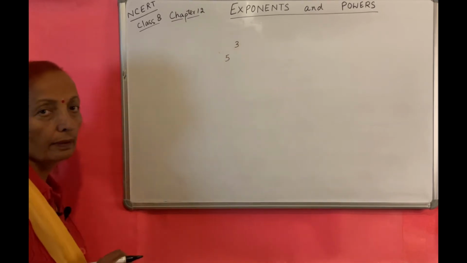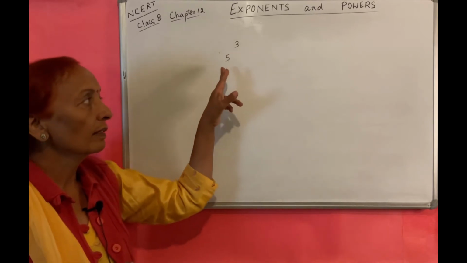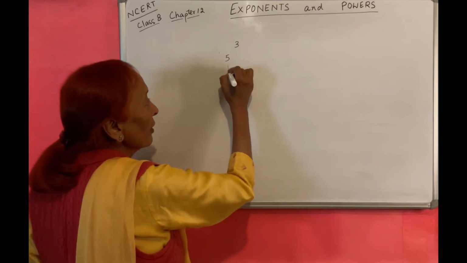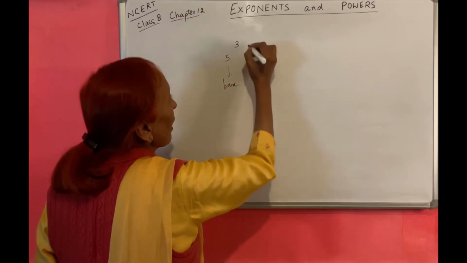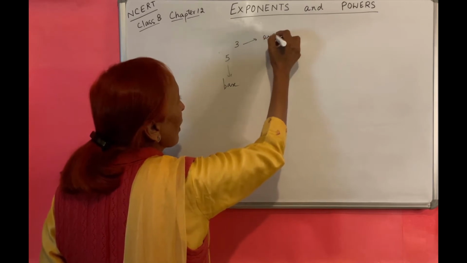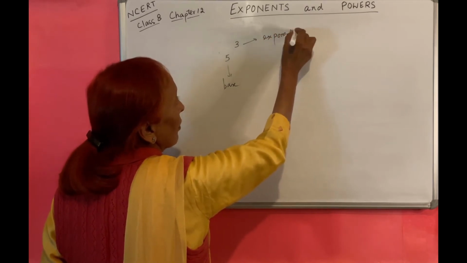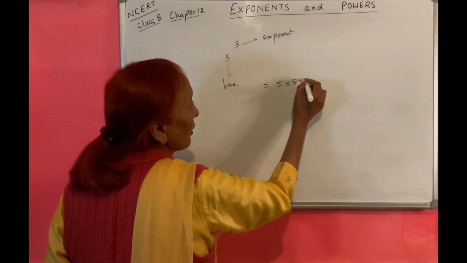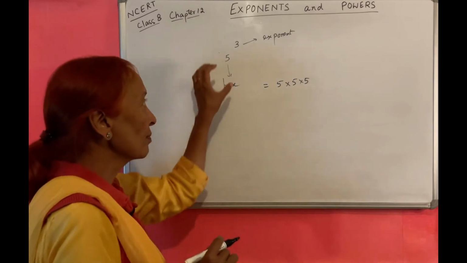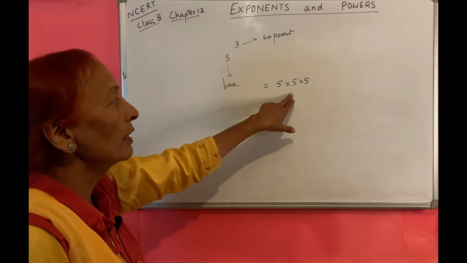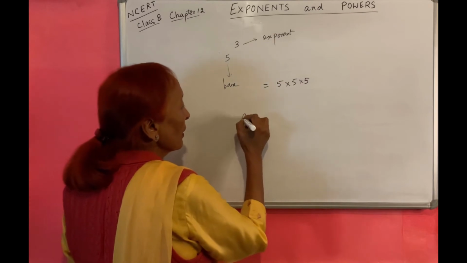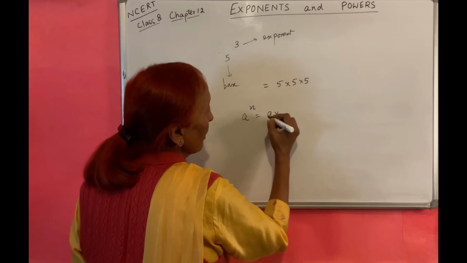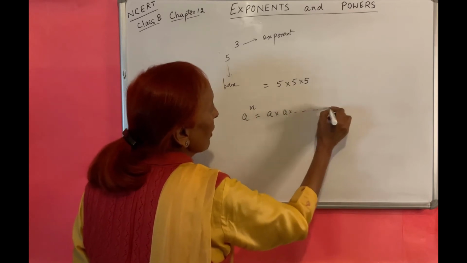What is this number? How is this read? This is 5 raised to power 3. 5 here is called the base and 3 here is called the exponent. And this is equal to 5 into 5 into 5, 3 times, meaning the base multiplied by itself 3 times. Any number a raised to power n is a multiplied by itself n times.